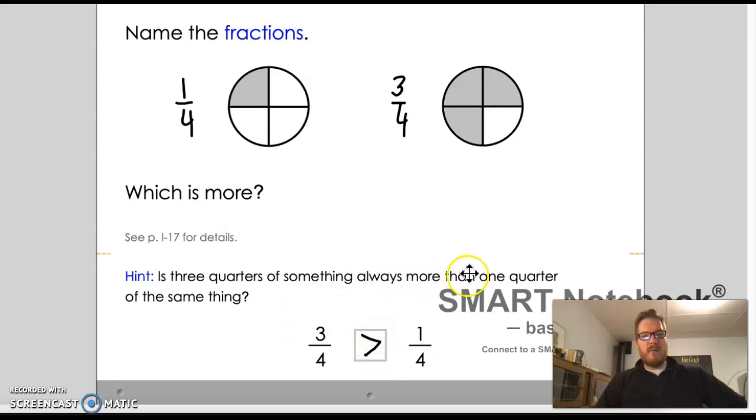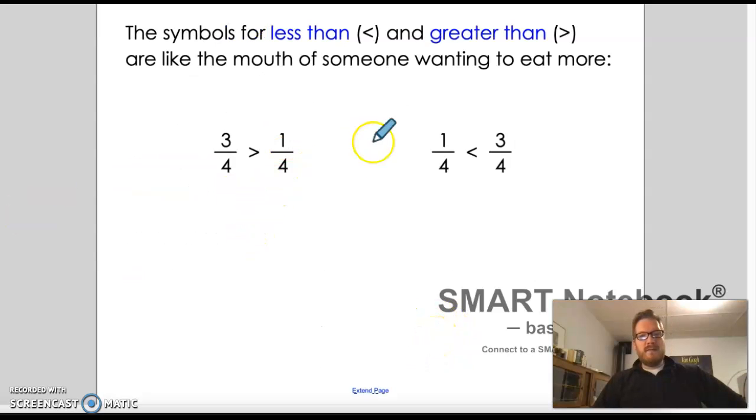Is 3/4 of something always more than 1/4 of the same thing? Yes, the answer to that question is yes. 3/4 of something is always more than 1/4 of the same thing. So we use these symbols, less than or greater than. They're called inequality symbols. It's like the mouth, I was always told the mouth of an alligator, but it's like the mouth of someone wanting to eat more.